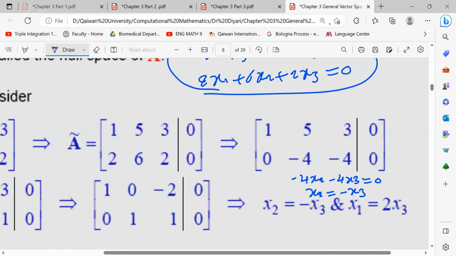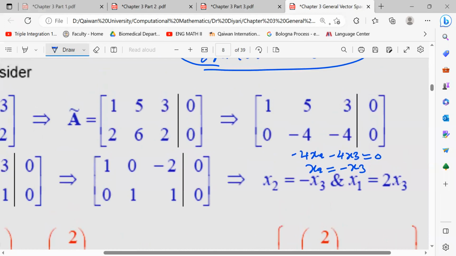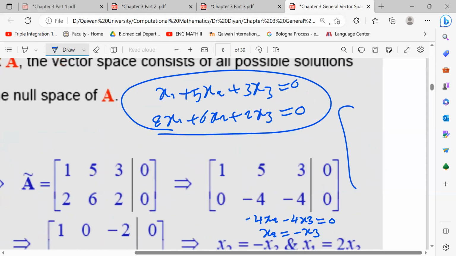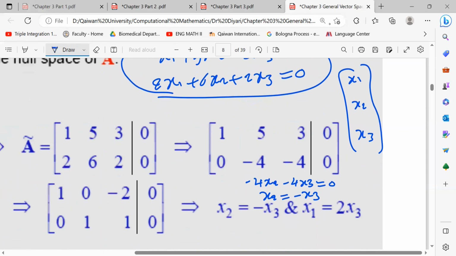Look, in this case, we need to write down all the variables in terms of one variable. Okay? Look, we have x3. So the solution here is x3, x2, x1. We need to write x1 as a function of x3, and x2 as a function of x3. Look, we found x2. What's x2? x2 is minus x3.